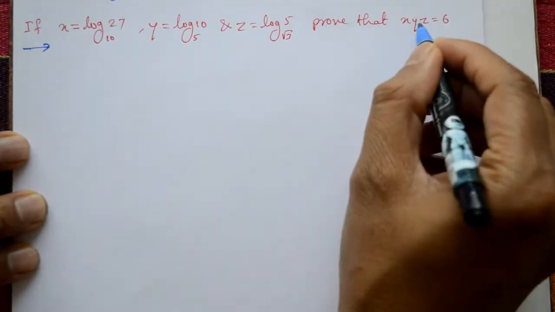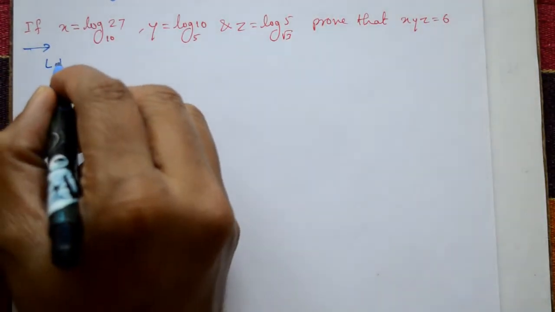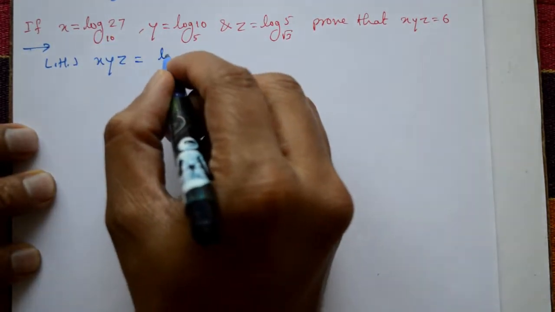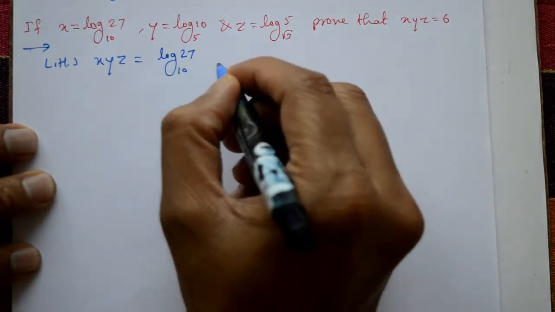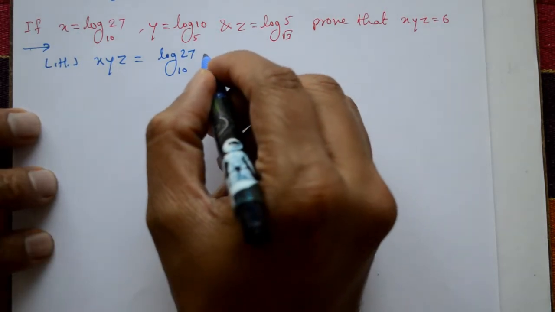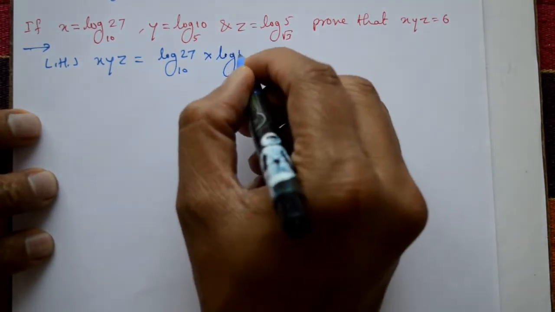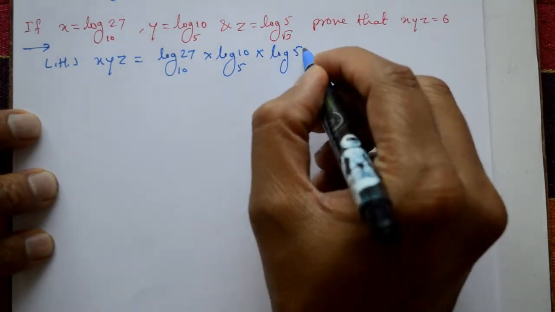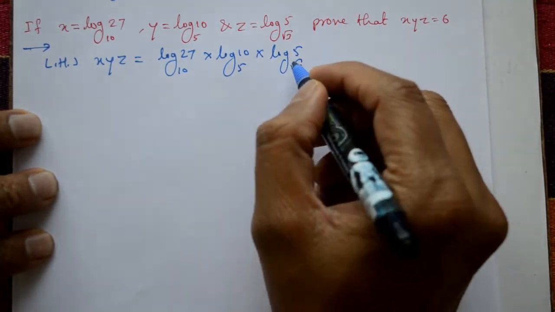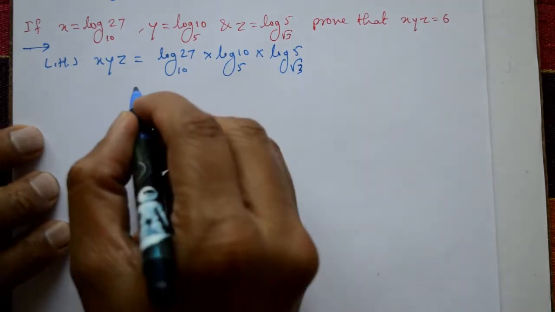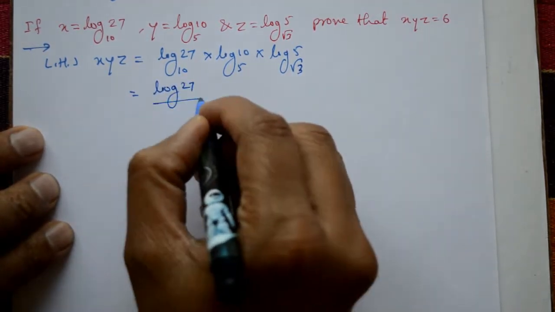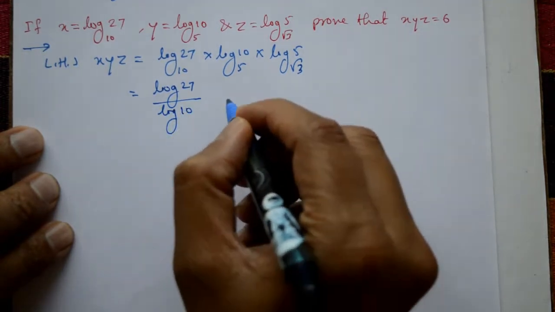Now, solution. Consider the left hand side, LHS: x into y into z. x means log 27 to the base 10, into y means log 10 to the base 5, into z is log 5 to the base root 3. Now using the log property, change of base, that is log 27 divided by log 10, first one.